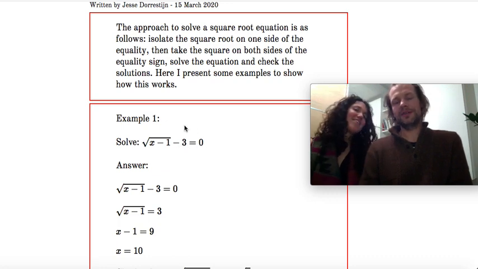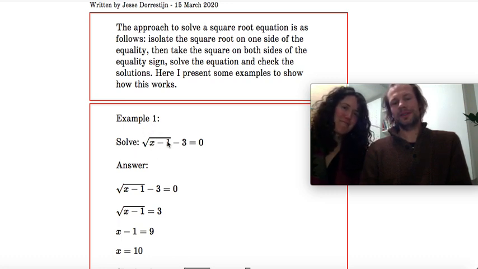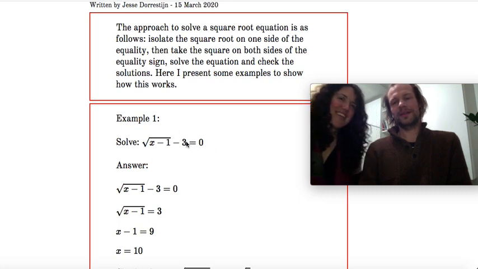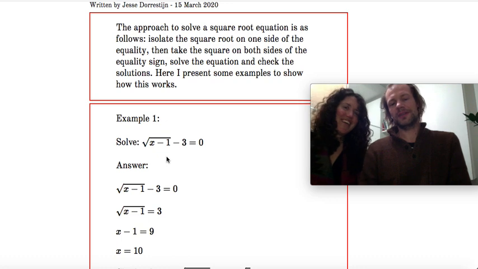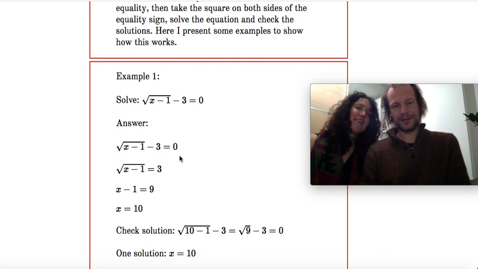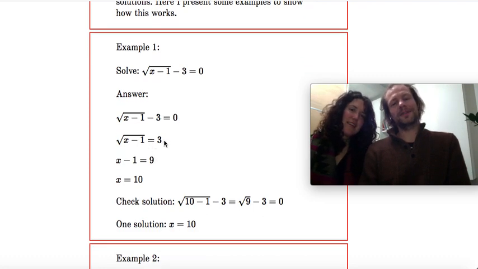So the general approach is to first isolate the square root, so move all other things to the other side, and then take the square, solve it, and check the solution. Okay, so we move the 3 to the other side. Yeah, this 3 goes to the other side. Okay, it's on the other side.